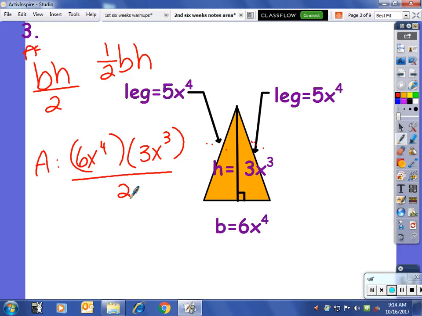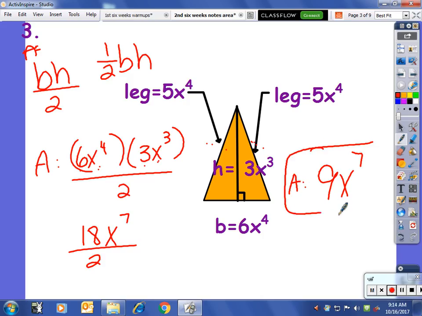All right, so let's do this. What is 6 times 3? 18. What's x to the 4th times x to the 3rd? X to the 7th. Now, I still haven't divided by 2. Dividing by 2 only affects the 18. So my final answer here? 9x to the 7th is my final answer for area. Always label your answers. And again, notice the exponents I started with in my question are different in my final area answer.